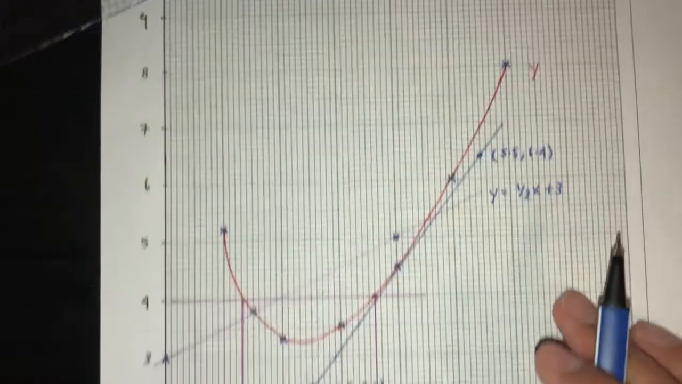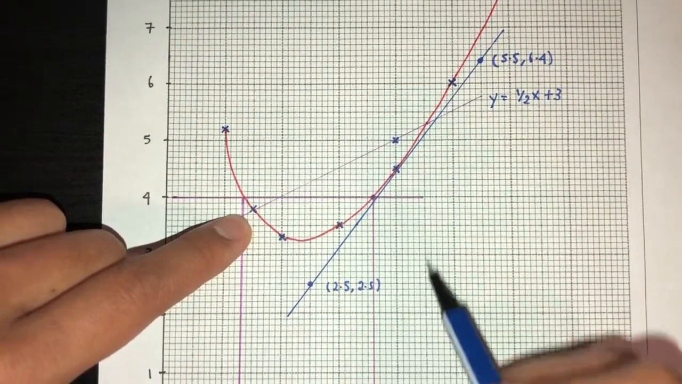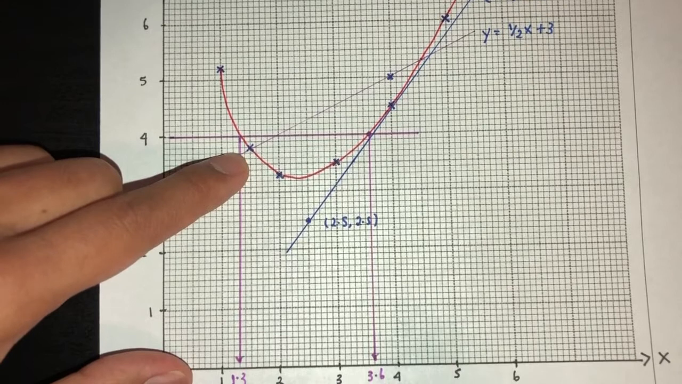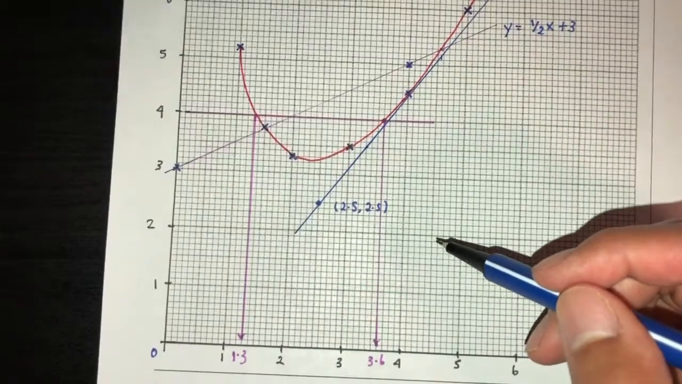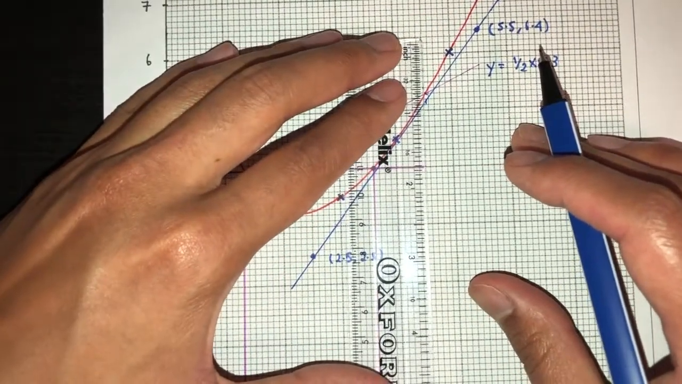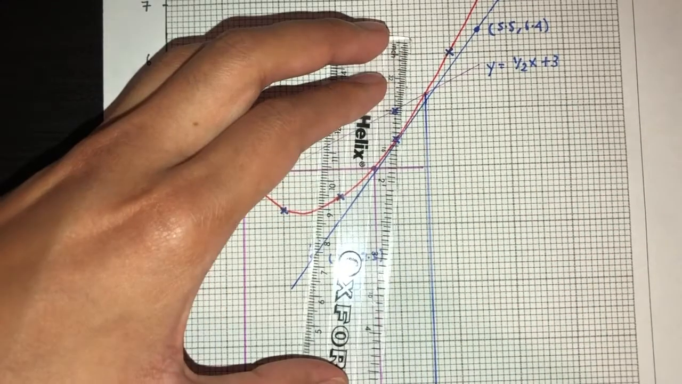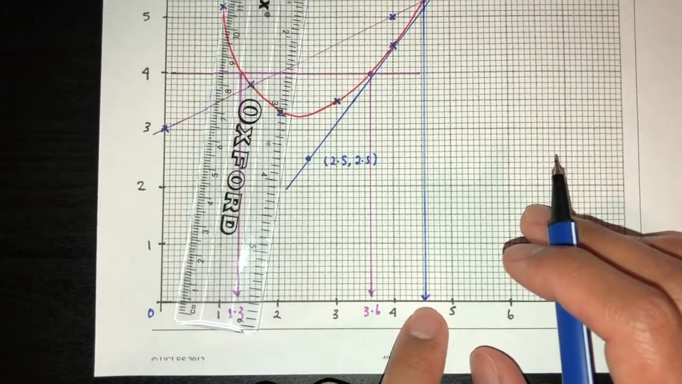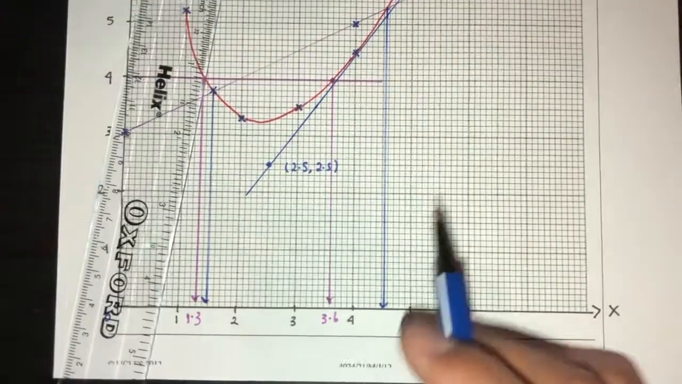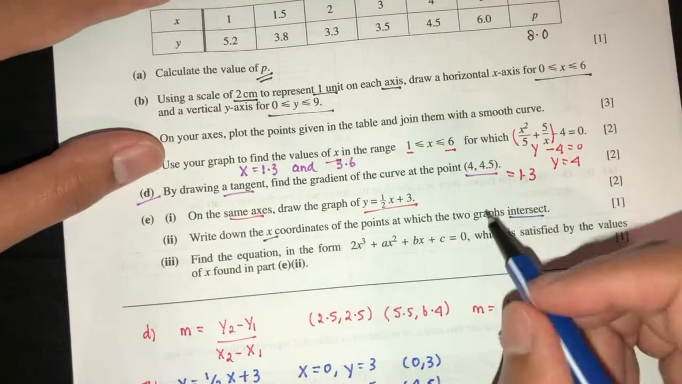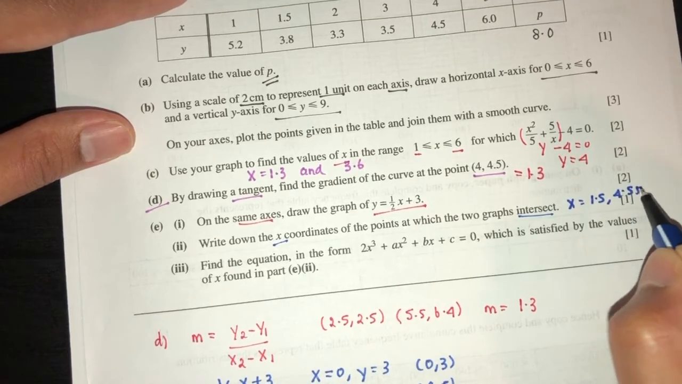where the two graphs intersect. So the first one is right here, which is 1.5, and this one is 4.55. So this one is right here. I think you should show them how you find your answer. You can connect it by a straight line and show them how you found your value. That should be 4.55, and here is 1.5. So your x coordinate for this one will be x equal to 1.5 or 4.55.